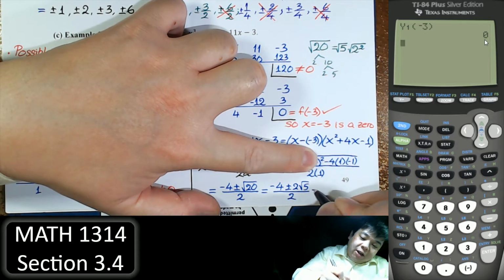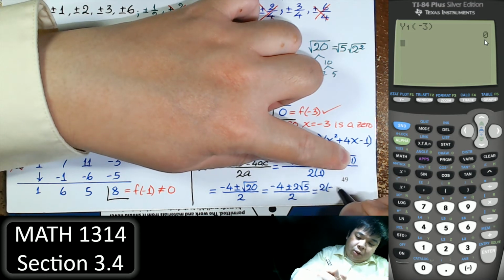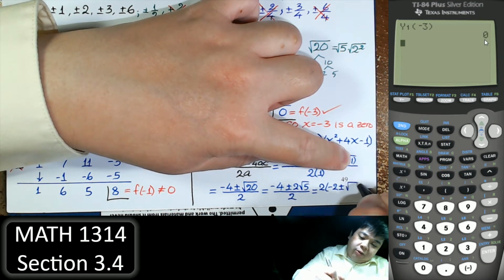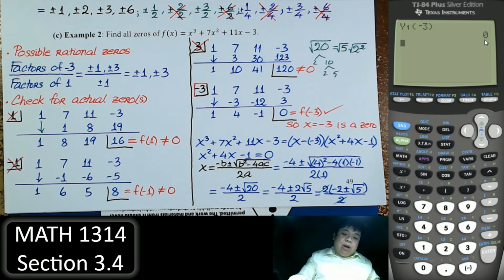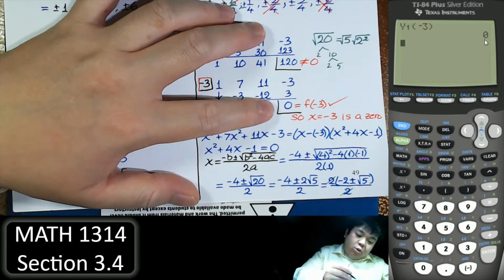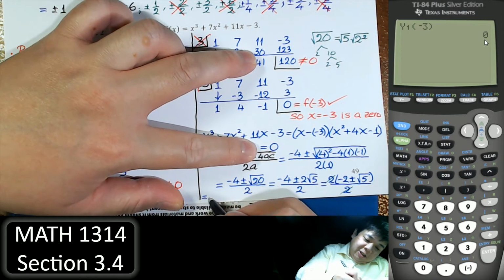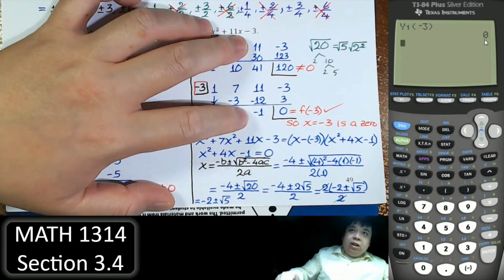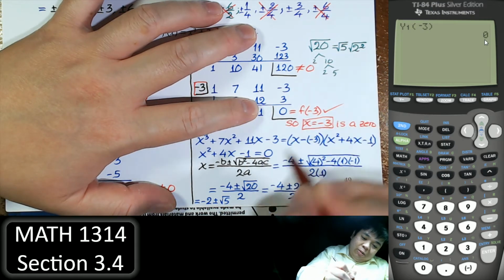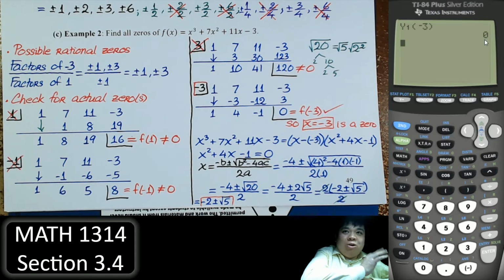And then we can factor out the 2. So we have negative 2 plus or minus the square root of 5 over 2. Only then can we cancel out the 2. So our solution will be negative 2 plus or minus the square root of 5. So our solutions, of course, negative 3 is one of them. The other two are negative 2 plus or minus the square root of 5. So there are 3 solutions there.